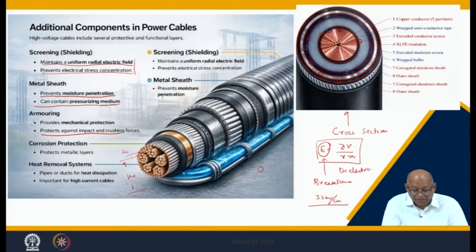Then corrosion protection. So, you can see there is a metallic layer, a protected metal layer also, which does not allow corrosion. So, there are layers, rubber layers, and then there are heat removal systems, pipes and ducts for heat dissipation for high current cables. That can be inside, there can be pipes and ducts here inside which will carry coolant. Then screening we have done, shielding, maintenance uniform, and there is a metal sheath outside.